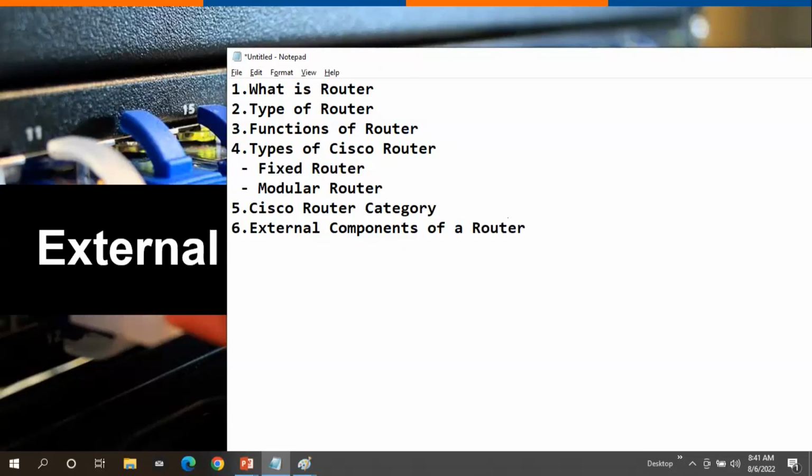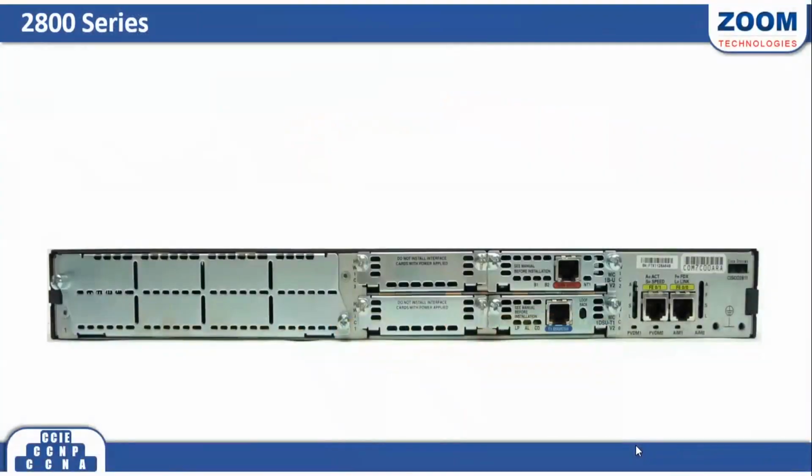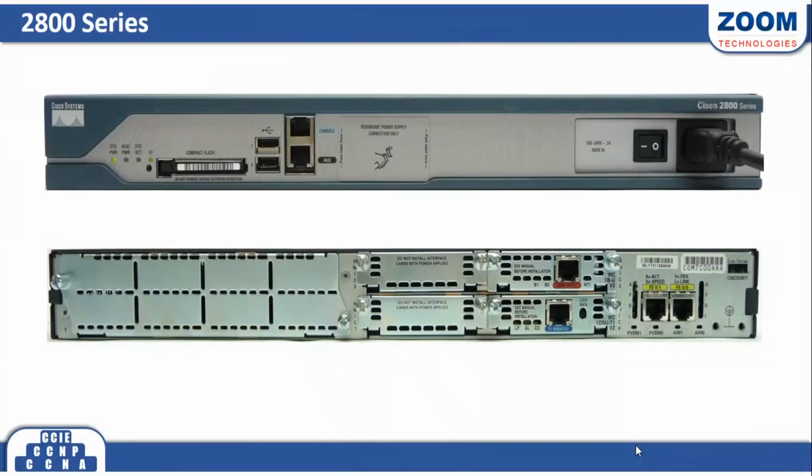External components of your router. What components do we have on routers externally? Already we have seen, right? This is a clear picture, an example of a 2800 series device, with front view and back view. In the front, at the top left you can see which vendor the device belongs to, Cisco. At the top right corner, Cisco 2800 series, that information.